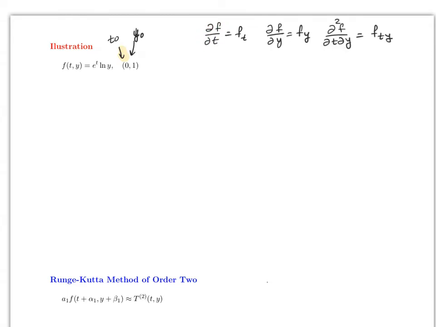All right, so if we go with our notation, then the derivative of f with respect to t, in our case, will be e to the t ln y, and then from here, f sub t evaluated at (0, 1) is e to the 0 ln 1, which is equal to 0.